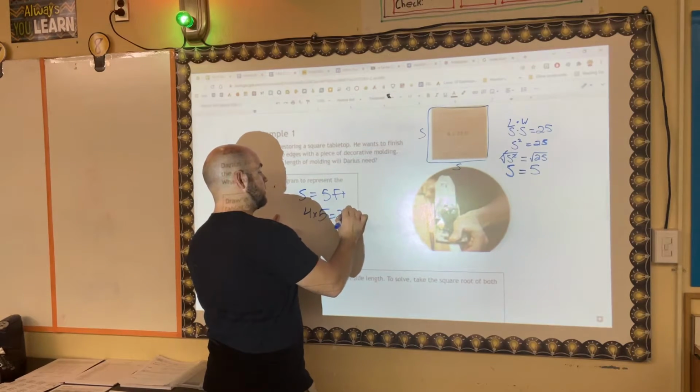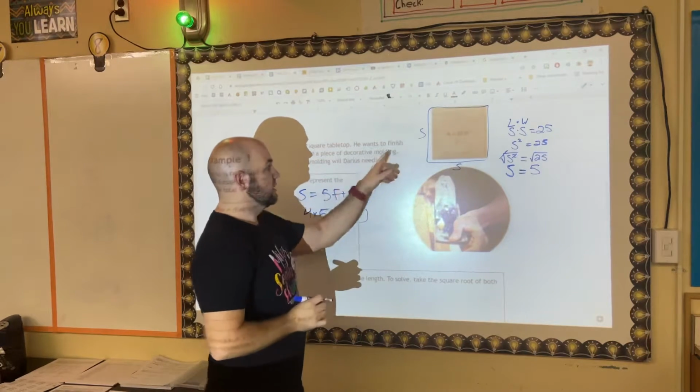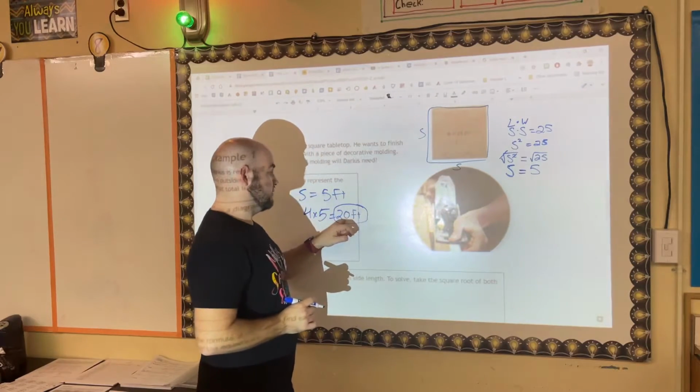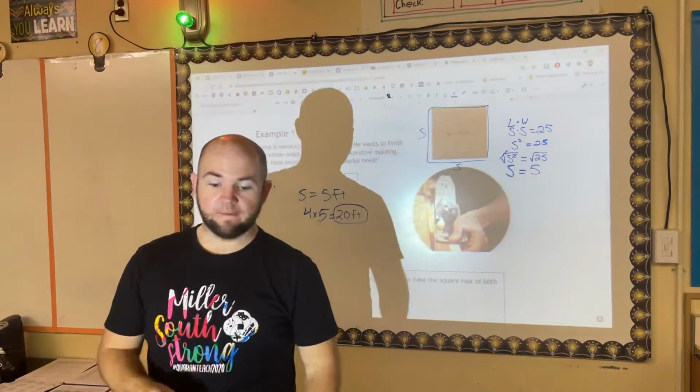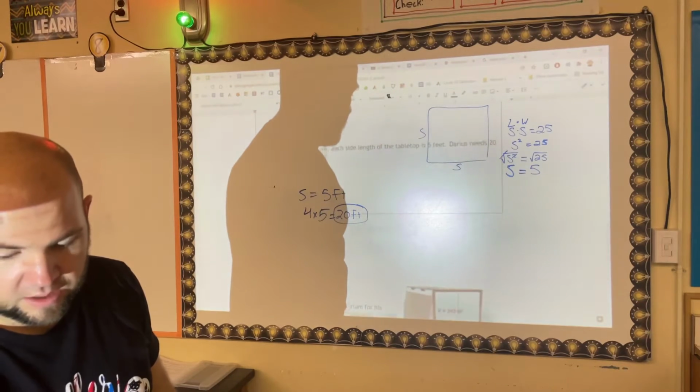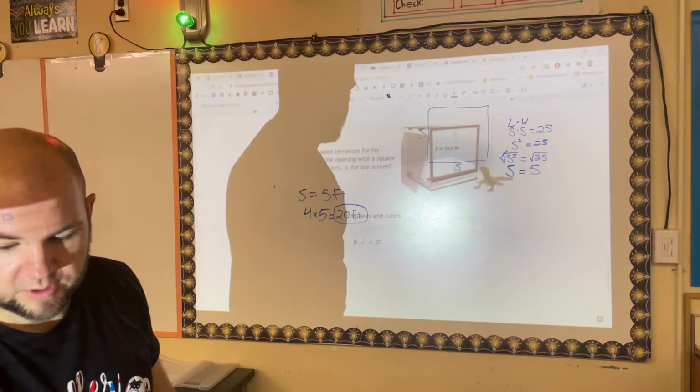Our answer there is going to be 20. So if I'm going to do a decorative molding around this piece of woodwork, I need to buy 20 feet of it. And that's pretty much all I did there with all those questions.